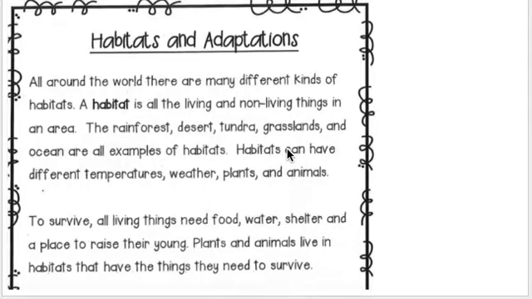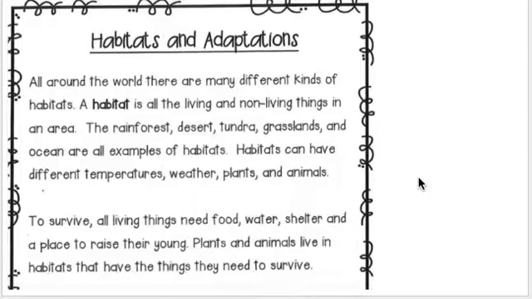Here is science for day 18, habitats and adaptations. All around the world, there are many different kinds of habitats. A habitat is all the living and non-living things in an area. The rainforest, desert, tundra, grasslands, and ocean are all examples of habitats. Habitats can have different temperatures, weather, plants, and animals.